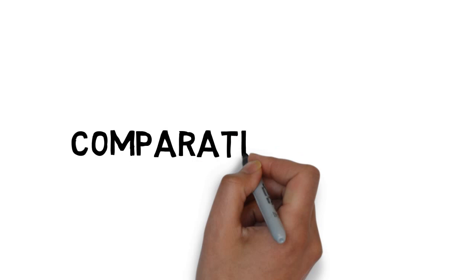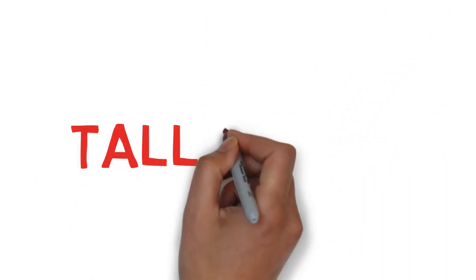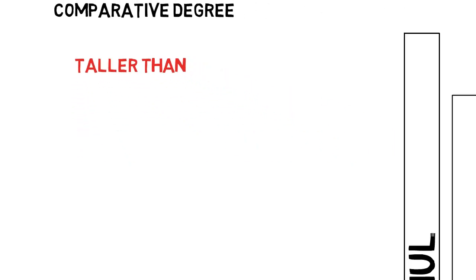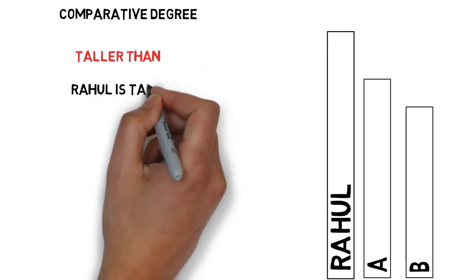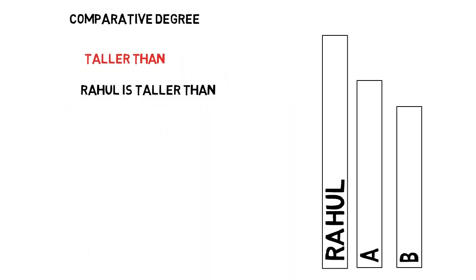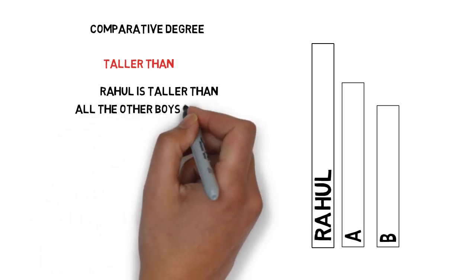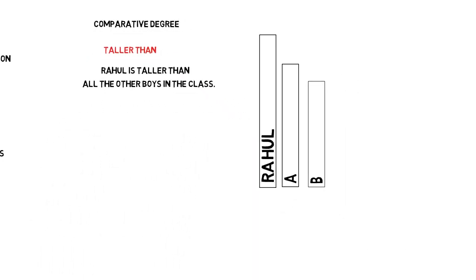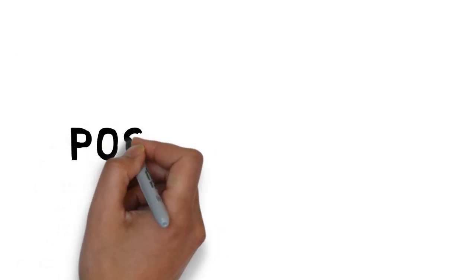Now look at this. When you are writing the comparative degree, you have to write taller than. So how to add taller than? Rahul is taller than all the other boys in the class. So comparative degree is clear. It is very simple.